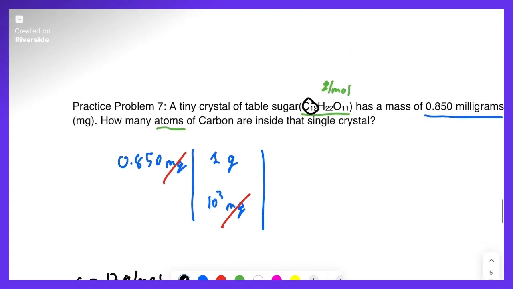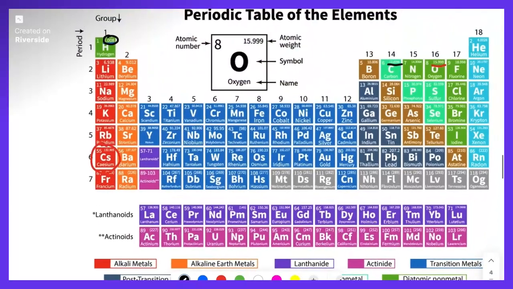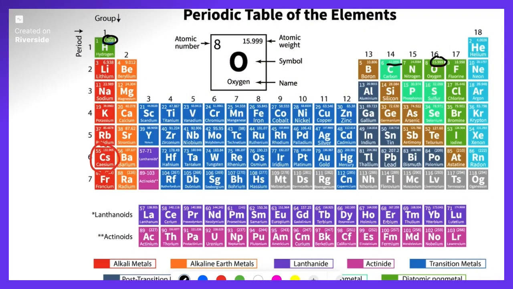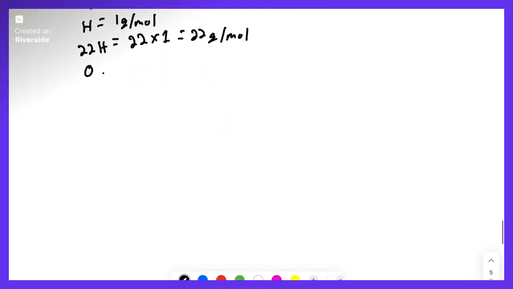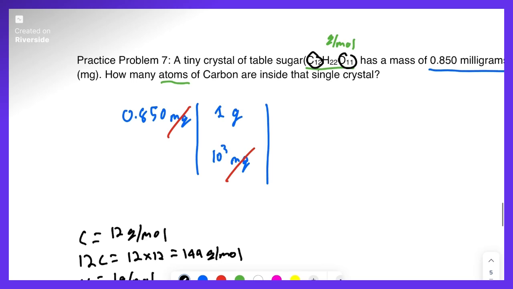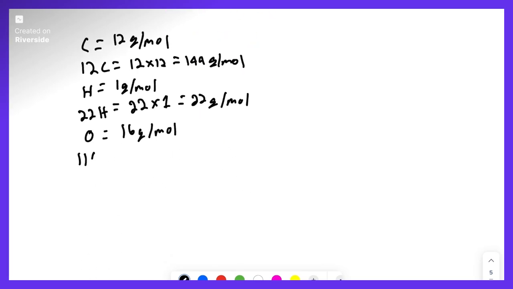Now our last element in this compound is oxygen. If we go to the atomic weight of oxygen, we see that oxygen has 16 grams for every mole. So let's write that down. Oxygen has 16 grams for every mole. And how many oxygens do we have? We have 11 oxygens. So 11 oxygens is equal to 11 times 16. And that's equal to 176 grams per mole.